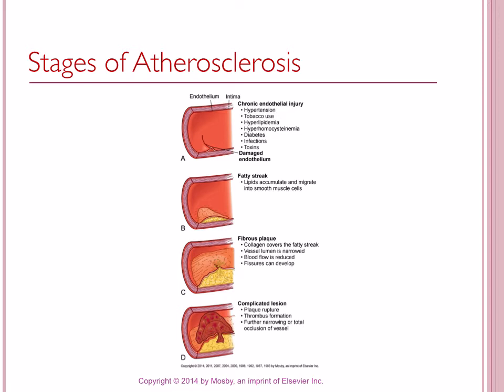Fatty streaks can be seen in a human being by age 15, and after a decade or more, this fatty streak will take the shape of fibrous plaque. And when it takes the shape of fibrous plaque, this is the beginning stage of progressive changes in the endothelium of the arterial wall.